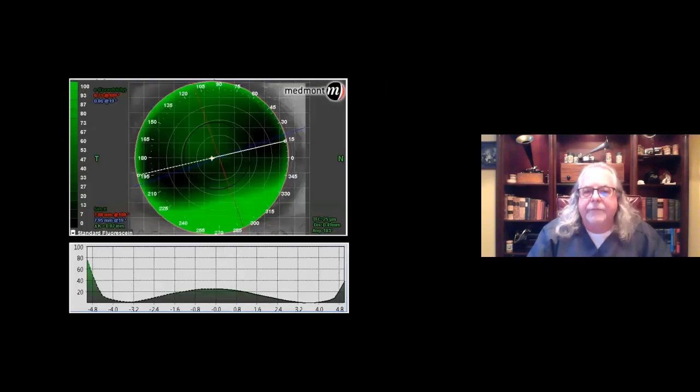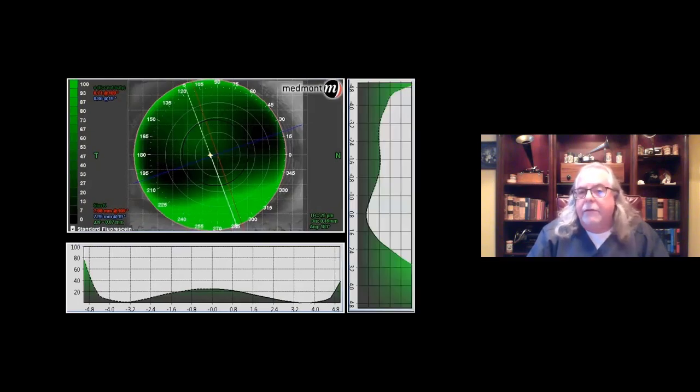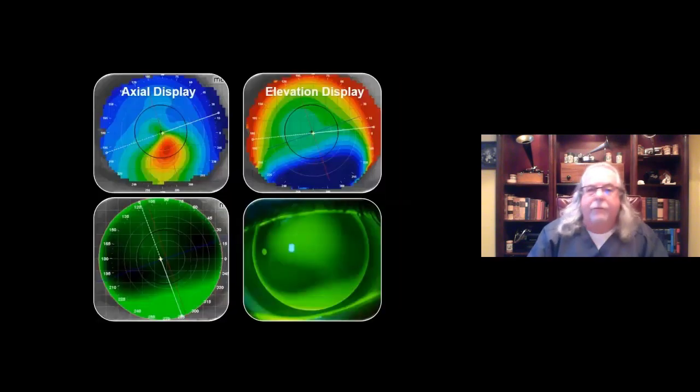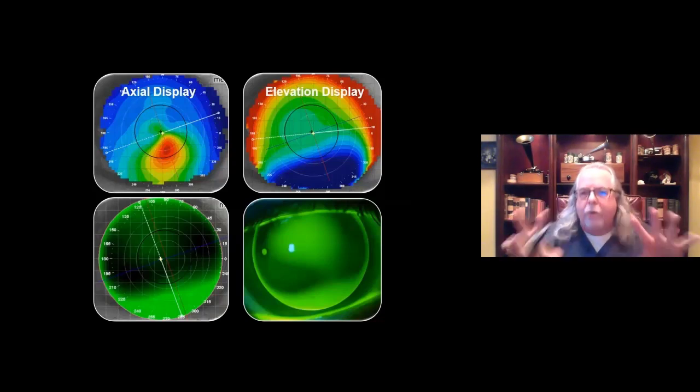So we could see here on that particular cornea, the simulated fluorescein pattern along the horizontal meridian and along the vertical meridian. And sure enough, when we apply that corneal contact lens, we see the lens landing on the red, where the cornea is the highest. That is the first point of contact of the contact lens.